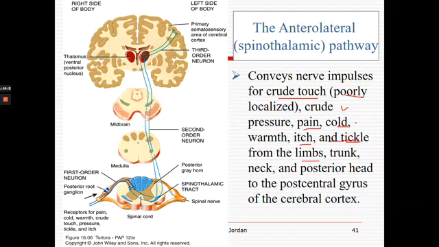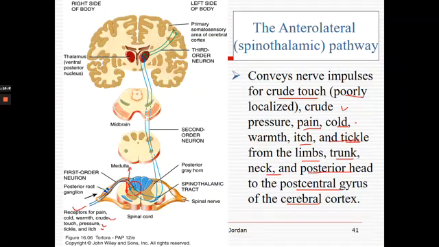From the limbs, from the trunk, neck and posterior head to the postcentral gyrus of the cerebral cortex. So this is the first order neuron, the receptors for pain and temperature, crude touch, crude pressure, tickle and itching. They enter the spinal cord at the posterior horn. In the posterior horn they synapse. Sometimes they go one segment up or one segment down, and then they synapse in the posterior horn.